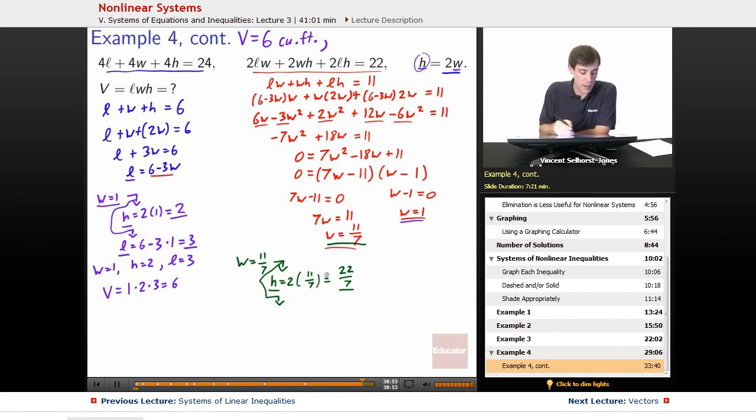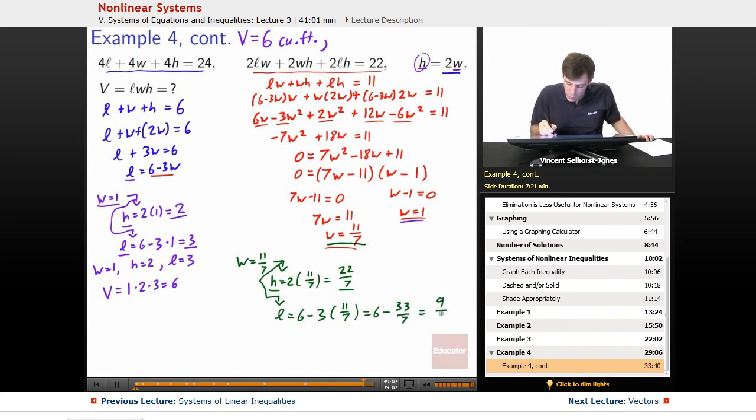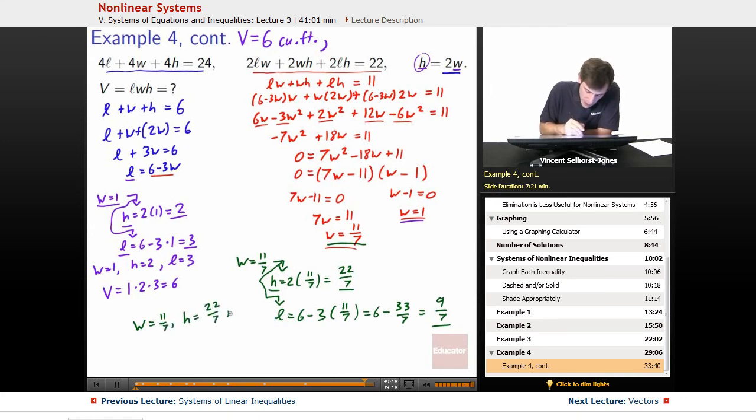And then we can also figure out what our length is going to be. Length equals 6 minus 3W. W in this case is 11 over 7. So we've got 6 minus 33 over 7, which winds up simplifying out to 9 over 7. Great. So at this point, we've got width equals 11 over 7, height equals 22 over 7, and length equals 9 over 7. All of these in feet as the units.